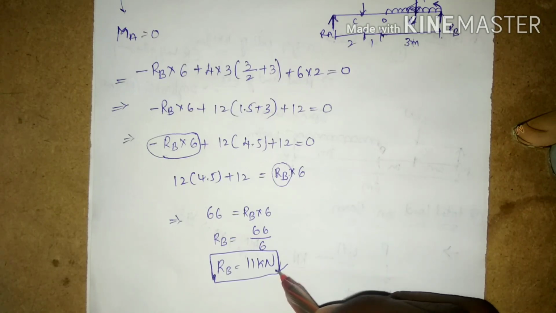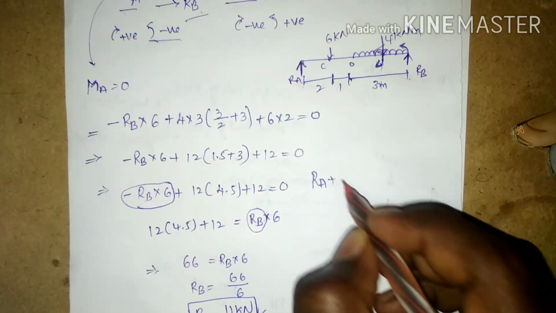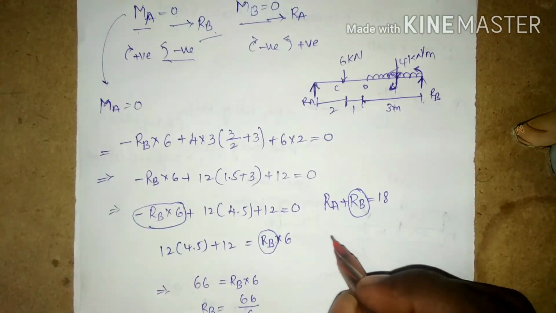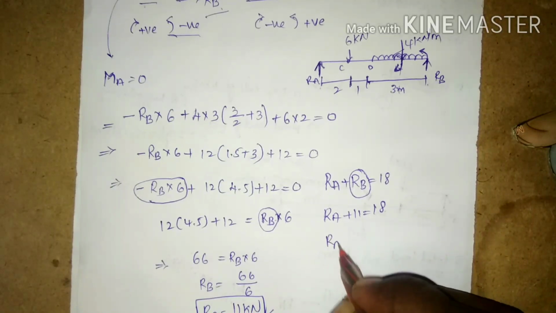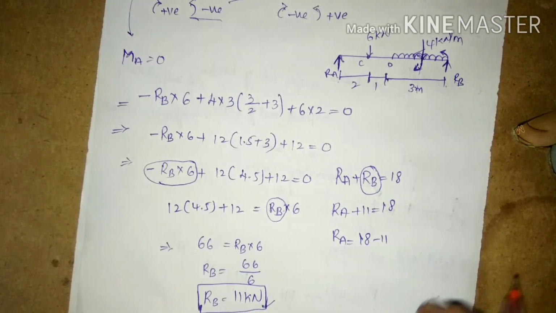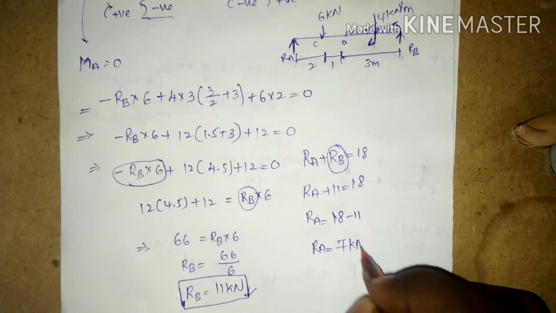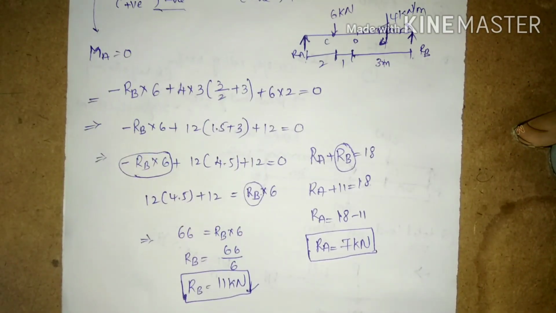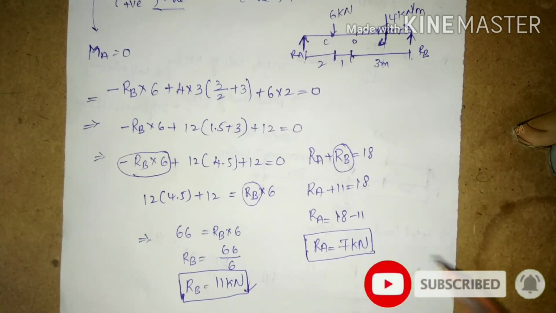I am substituting the value of RB in equation 1 to get the value of RA. We have equation 1, RA plus RB is equal to 18, and RB is 11, so RA plus 11 is equal to 18, and the remaining RA is 18 minus 11, RA is equal to 7 kilonewtons. Here we have found the individual reactions RA and RB, then we follow the shear force and bending moment calculations with respect to the individual values of RA and RB.